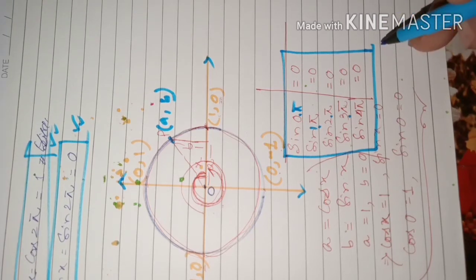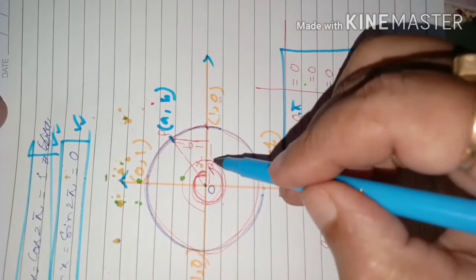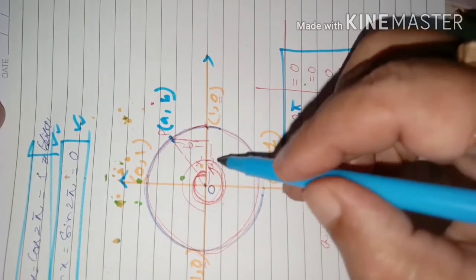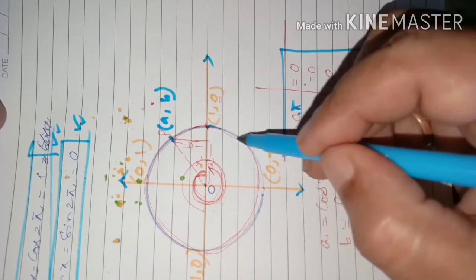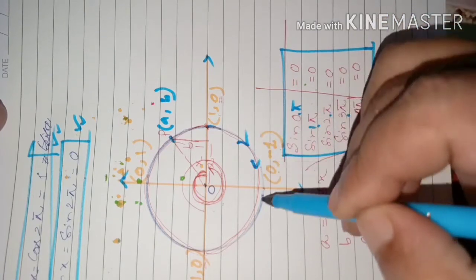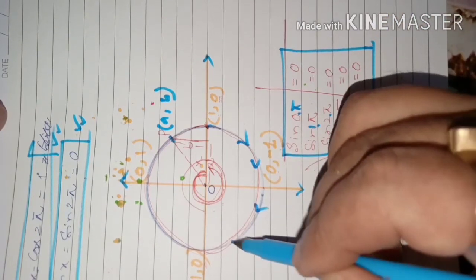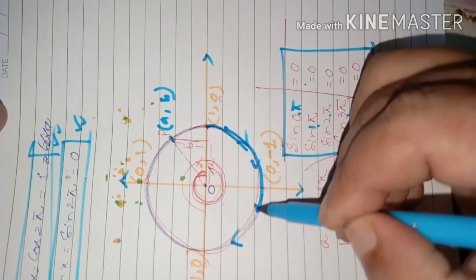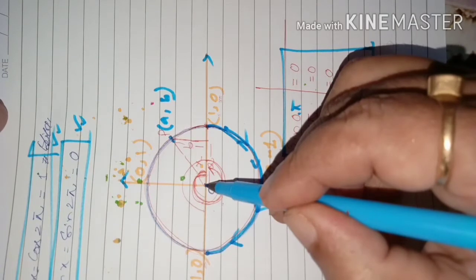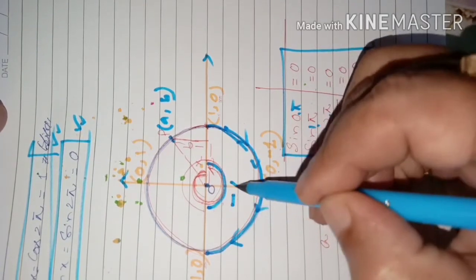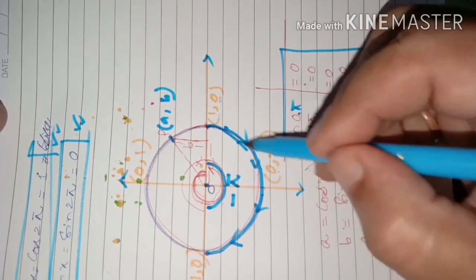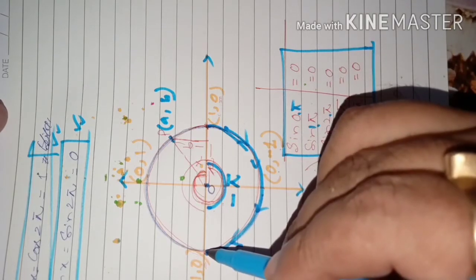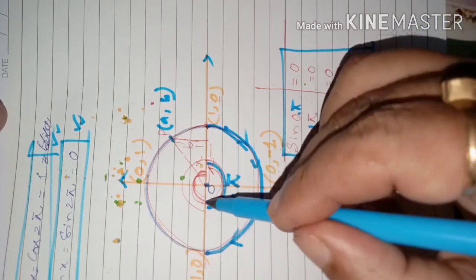That way for negative angles also. Negative angles mean that in the clockwise direction you form the angle. Suppose this point is moving this way in the clockwise direction, and this part makes an angle at the center of the circle. That is minus pi angle. We call it minus pi because in the clockwise direction we are measuring this angle.